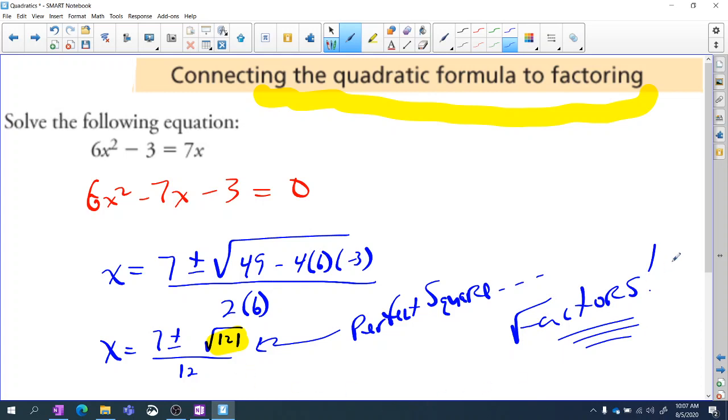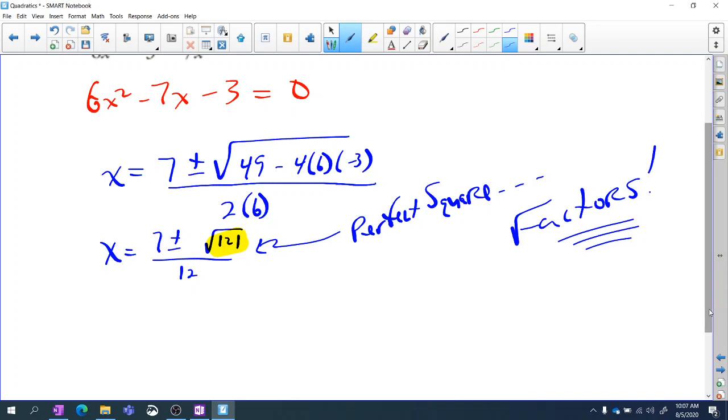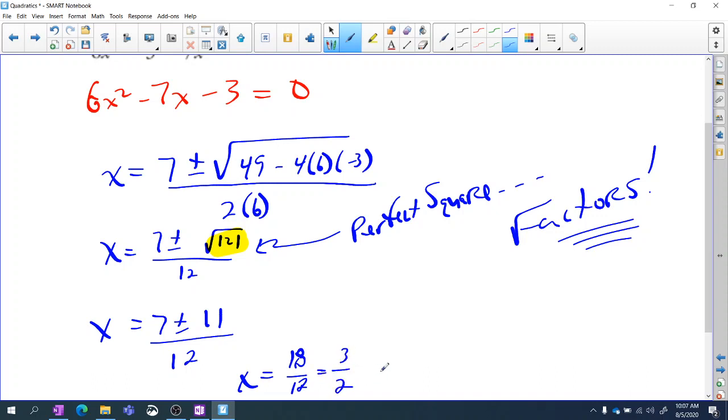Now I'll finish it because I'm already almost at the answers. So x equals 7 plus or minus the square root of 121, which is 11, over 12, which will give me 7 plus 11, that's 18 over 12. And 18 over 12 reduces to 3 over 2. Or, if I went 7, take away 11, that would be negative 4 over 12, which would reduce to negative 1/3. So we get the two answers, 3 over 2 or negative 1/3.